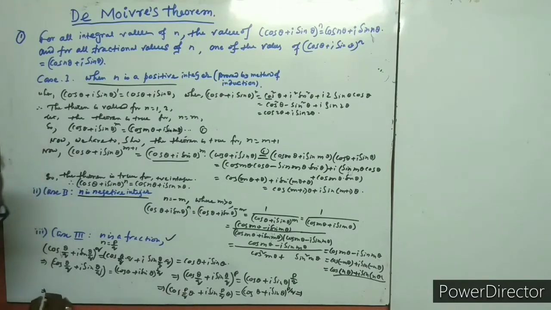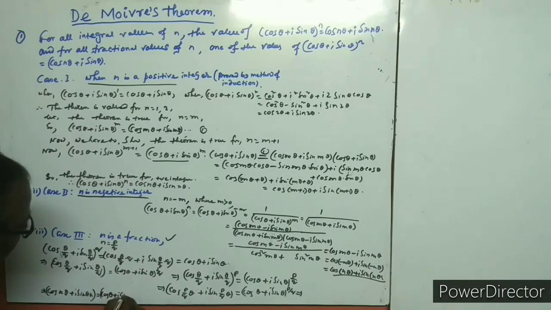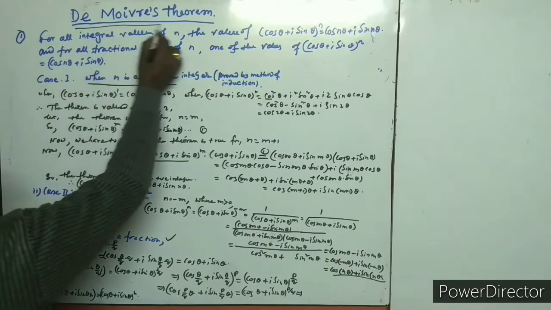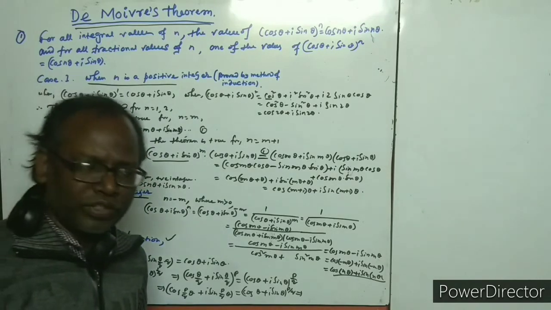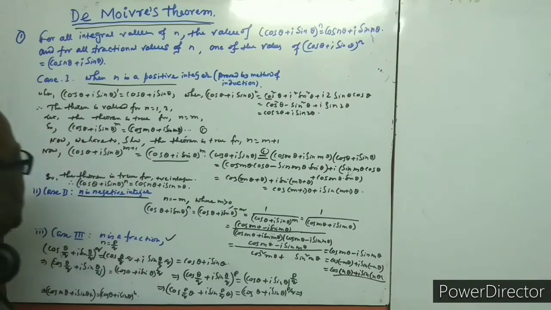This is n, this is n. So put there n as a fraction. So cos nθ + i sin nθ is equal to (cos θ + i sin θ) to the power n when n is a fraction. So therefore de Moivre's theorem is verified for the positive integer in case number 1, negative integer in case number 2, and third for fraction.